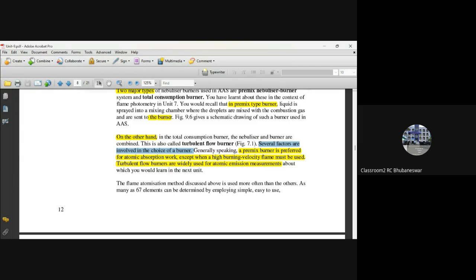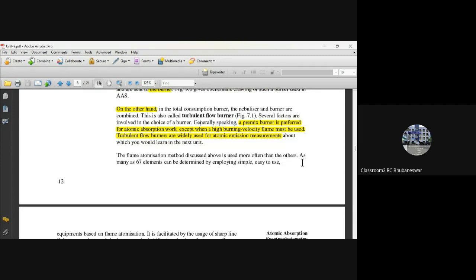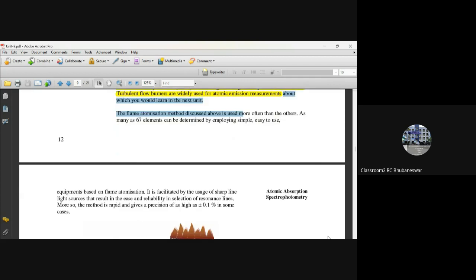So how is it done? Through subsequent experiments. You have to do trial and error, many experiments. Then only can you say, okay, this is what is happening. If you ask me how this is, that may also happen, but you have to practically do the experiment to get clear about a particular thing. But in a generalized way, we can discuss in theories. So a premix burner is preferred for atomic absorption work, except when a high burning velocity flame must be used. Turbulent flow burners are widely used for atomic emission measurements, about which we'll discuss subsequently.